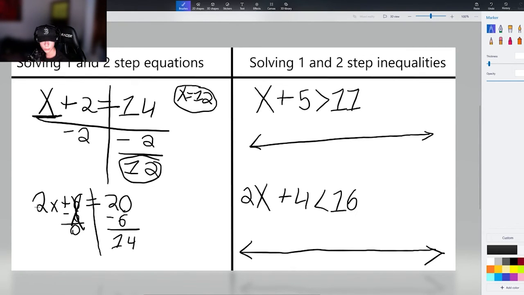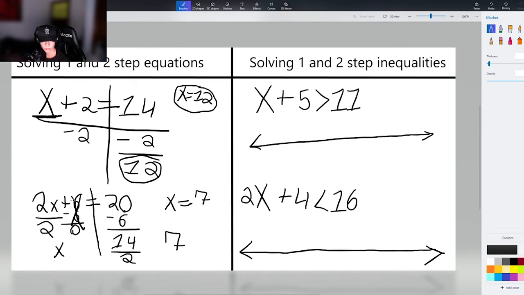So now that you have 14, with this number, you want to try and get the x by itself also. So what you do now is divide by 2. And you want to do that on both sides also. So now you're going to divide by 2 here, which leaves you with 7. And now you have just the x. So the answer for the two-step equation is x equals 7.